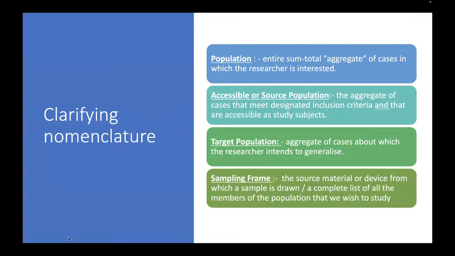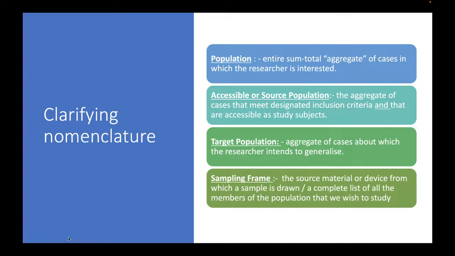But in that population, someone may actually say, look, I'm interested in children, but I'm interested in male children, and I'm interested in male children who are accessible. That then becomes the accessible or source population. So what you're saying is that the aggregate of cases that meet your designated inclusion criteria and are also accessible to you as study subjects.